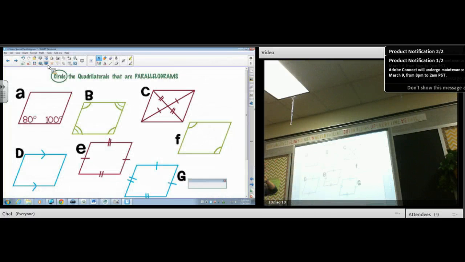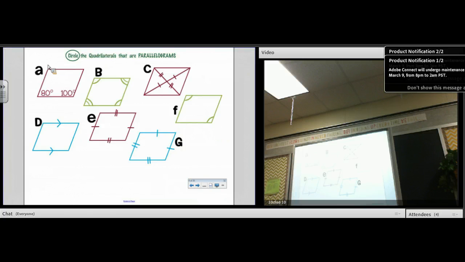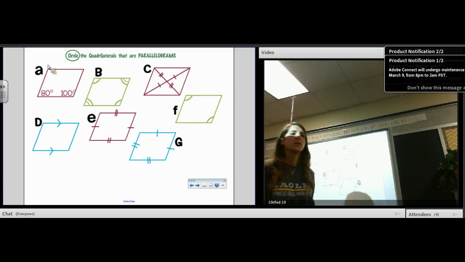Well, it's not worth getting out the whiteboard just for these two slides. Just find some paper, and I want you to decide which one of these are, for sure, parallelograms, and write it on your paper. So maybe you think A, B, and D. Maybe those are the parallelograms. Write down on your paper which ones are for sure parallelograms.